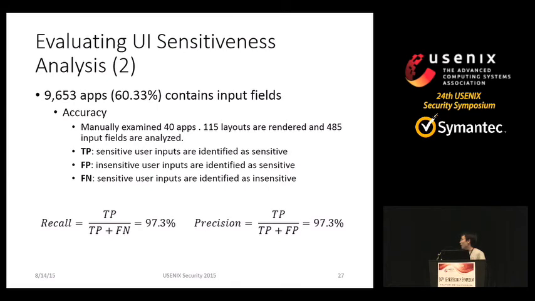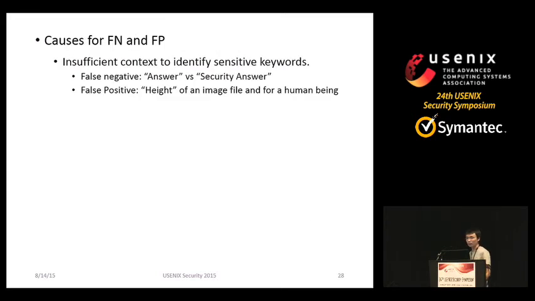We manually examined 40 apps, which have 485 input fields. And we use recall and precision to describe the accuracy. Both of them are 97.3%, which means that we have a low false positive rate and low false negative rate.